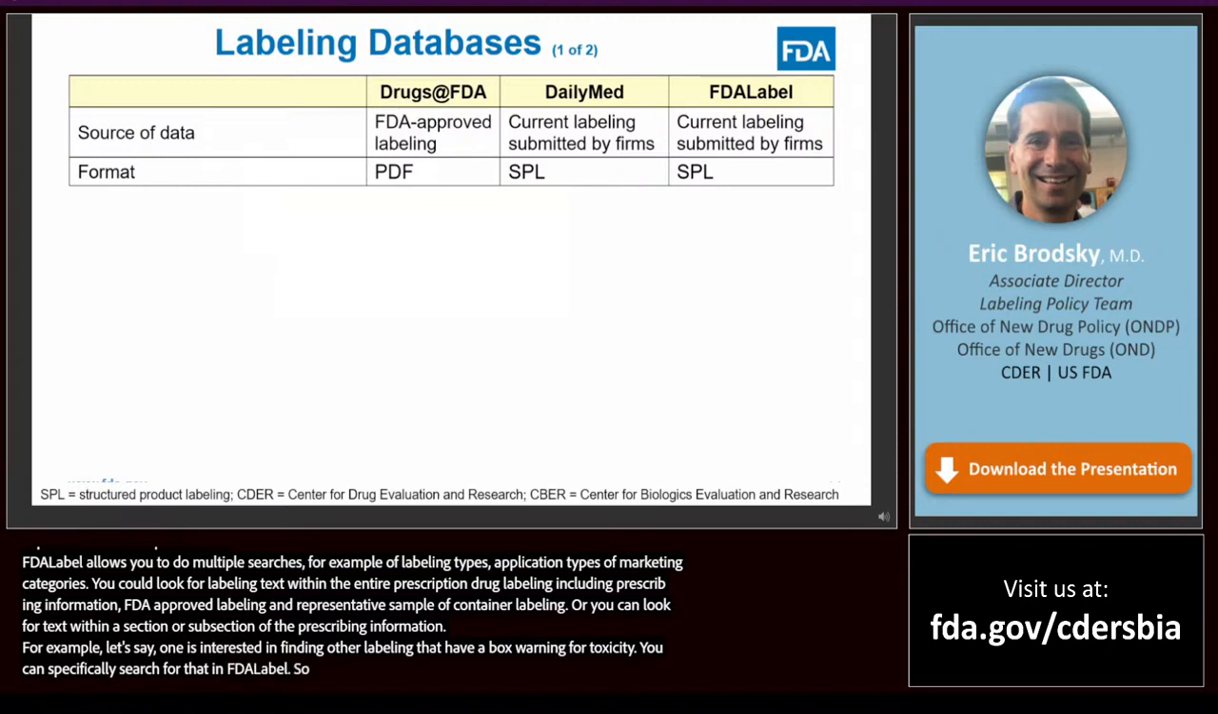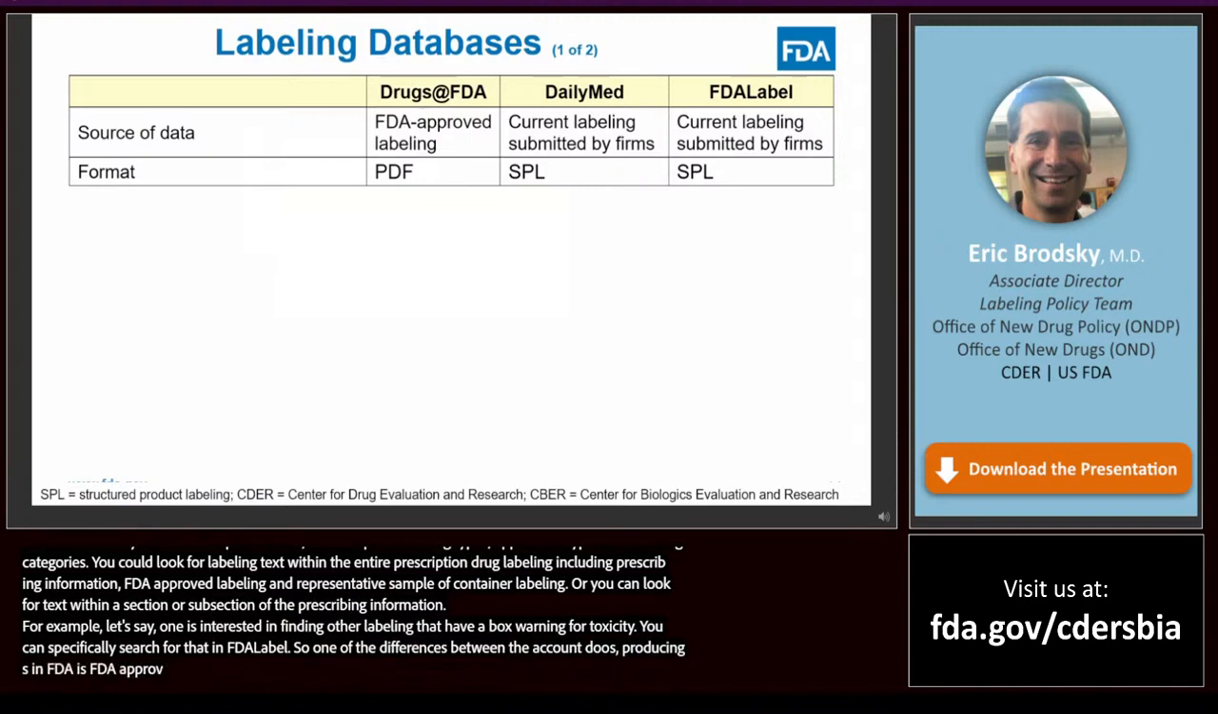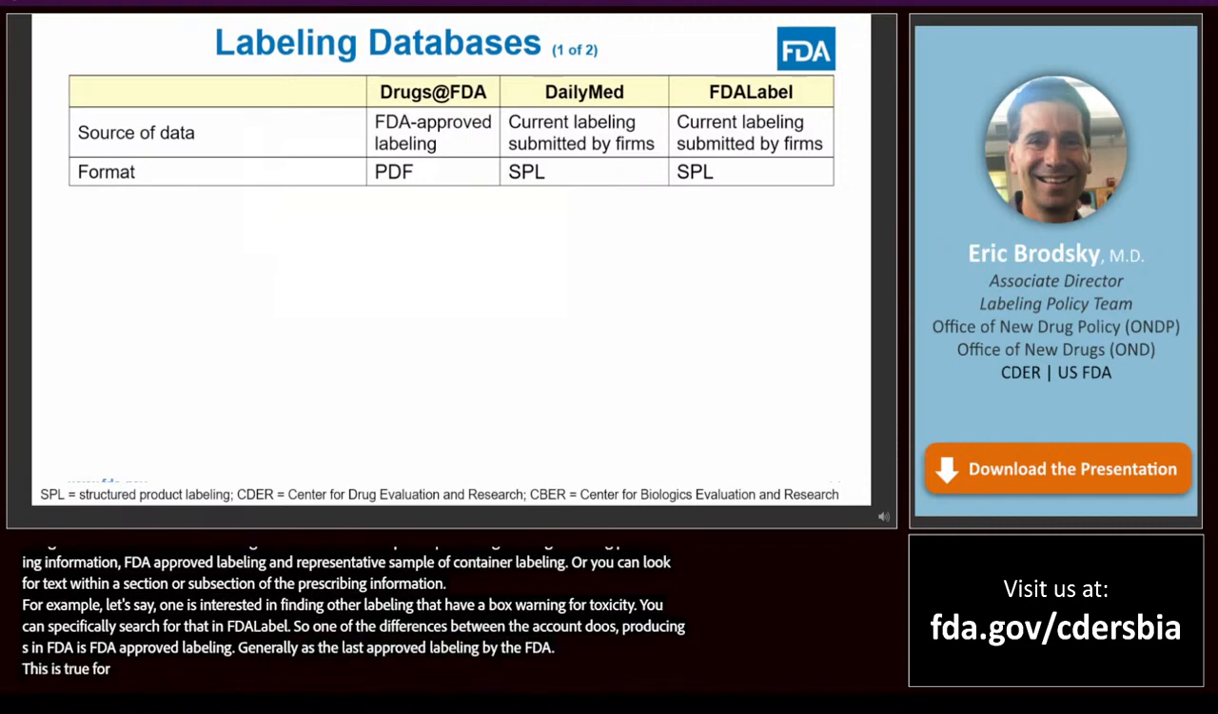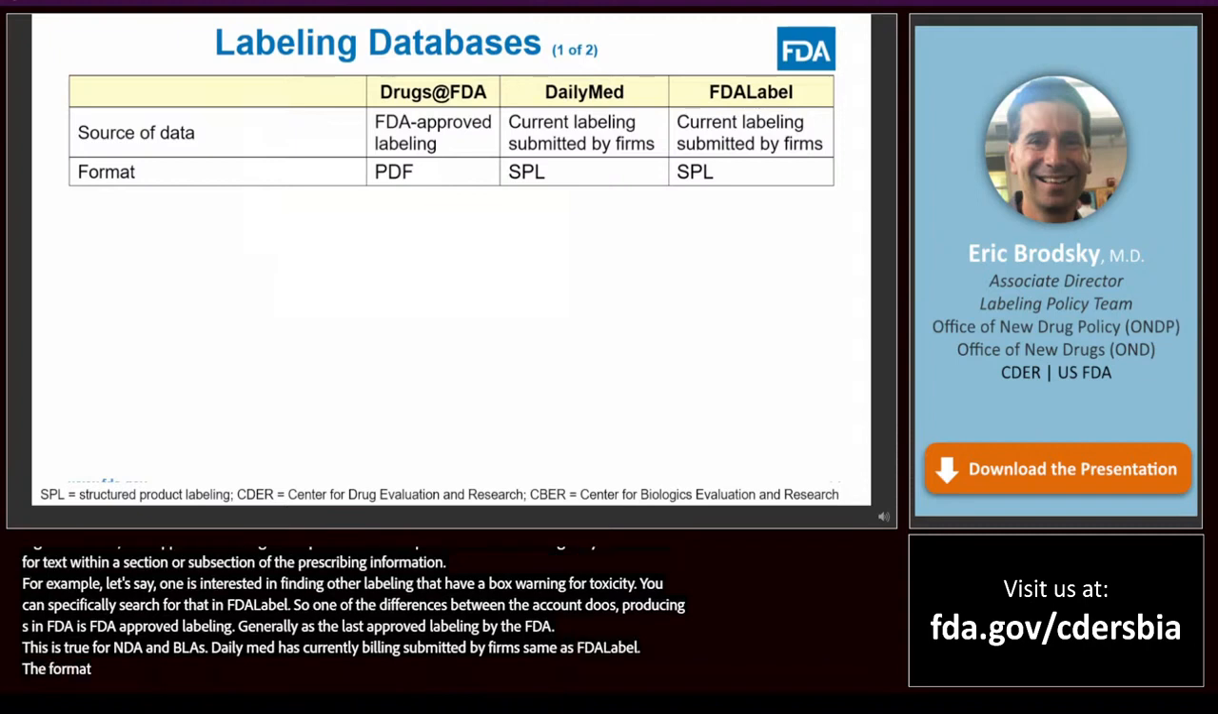So what are the differences between these databases? So Drugs at FDA, most importantly, has FDA-approved labeling, generally the last approved labeling by the FDA. This is certainly true for NDAs and BLAs. DailyMed has current labeling submitted by firms, same as FDA Label. The format is PDF for Drugs at FDA, and structured product labeling format for both DailyMed and FDA Label.